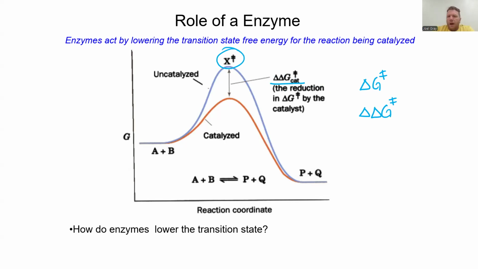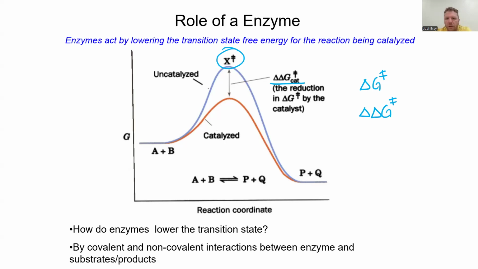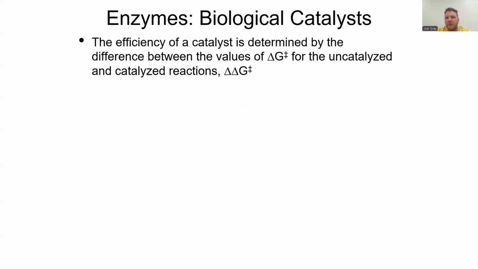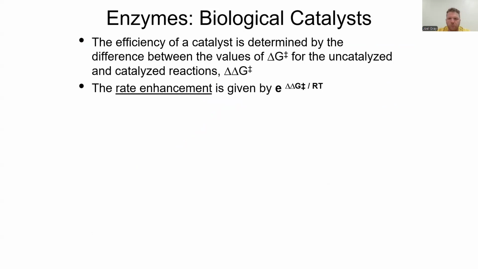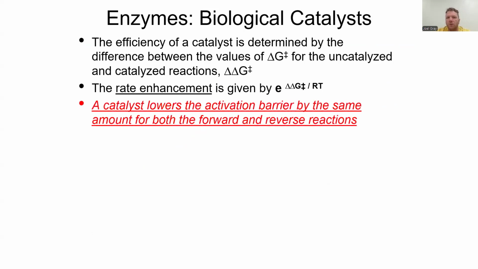Now, how is an enzyme going to lower that transition state? That's the question. An enzyme makes it more efficient, it makes it easier, but how? Well, by covalent and non-covalent interactions between the enzyme and substrates and products. So enzymes are biological catalysts, and the efficiency of a catalyst is determined by the difference between the values of delta G double dagger for the uncatalyzed and the catalyzed reaction. This is our rate enhancement, and a catalyst is going to lower the activation barrier by the same amount for both the forward and reverse reactions. So the forward reaction gets easier, the reverse reaction also gets easier.